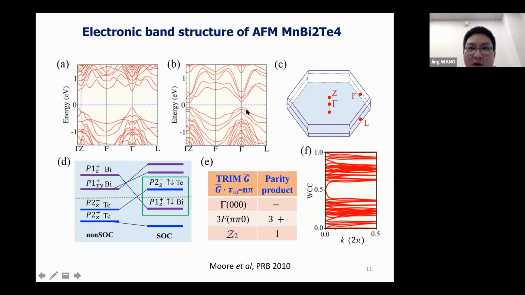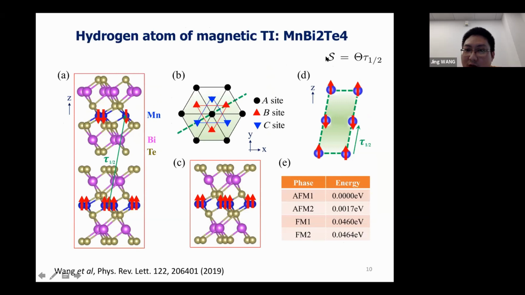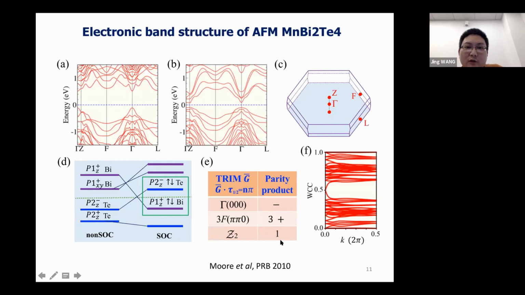Then you will see this Z2 index, where although the time-reversal symmetry is broken, you still have another symmetry called S symmetry, which is time-reversal symmetry plus a half translation along the Z direction when it's ordered antiferromagnetically. So this is a new anti-unitary symmetry, and it defines the Z2 number, which we calculate to be plus one. This basically means this system is topologically non-trivial. We can also confirm it by the Wilson loop calculation.